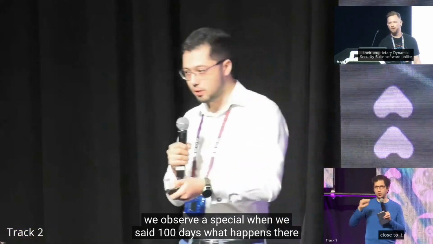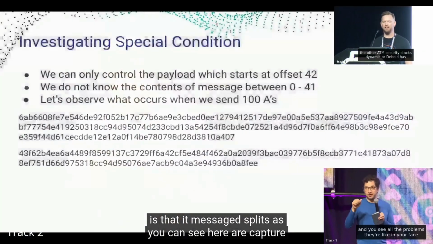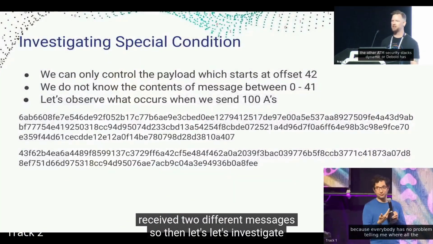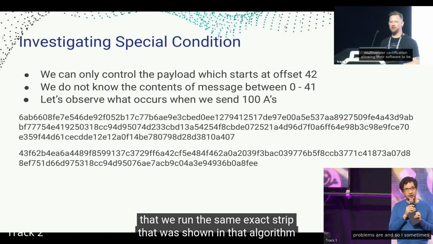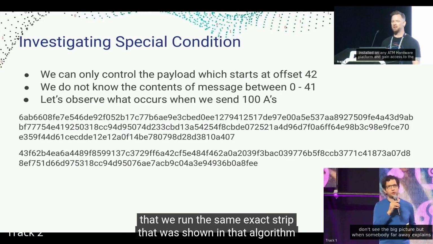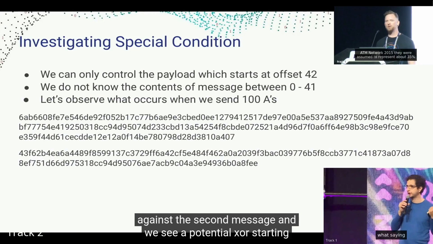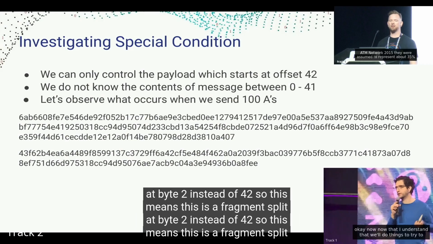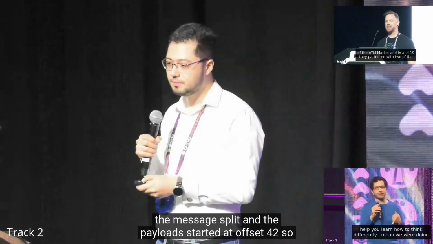So we keep looking. We're investigating special conditions, so we reiterate that we don't know what's below 42. We observe a special condition when we set 100 A's. What happens there is that the message splits. As you can see here, our capture received 2 different messages. So then let's investigate that.